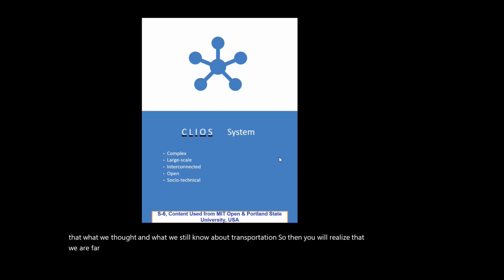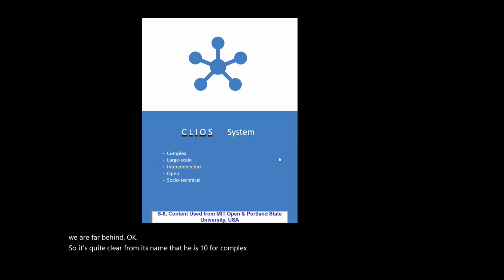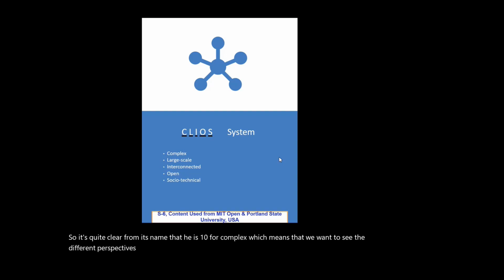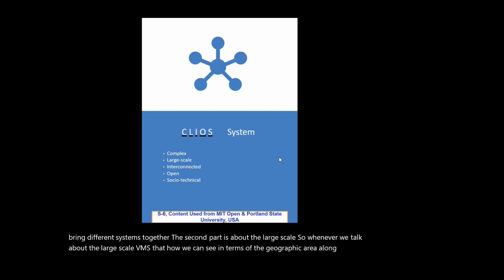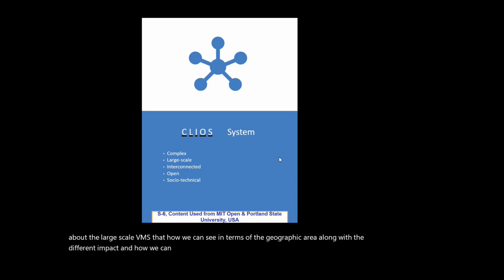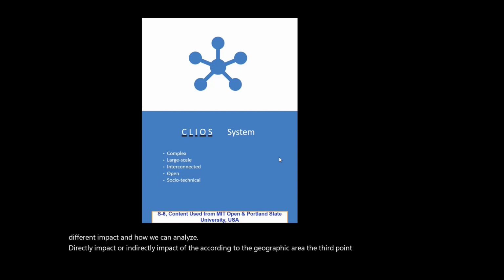So it's quite clear from its name that C stands for complex, which means we want to see the different perspectives and angles of the different characteristics and functions, and how we can bring different systems together. The second part is large scale. Whenever we talk about large scale, we mean how we can see things in terms of geographic area along with the different impacts, and how we can analyze the direct or indirect impact according to the geographic area.